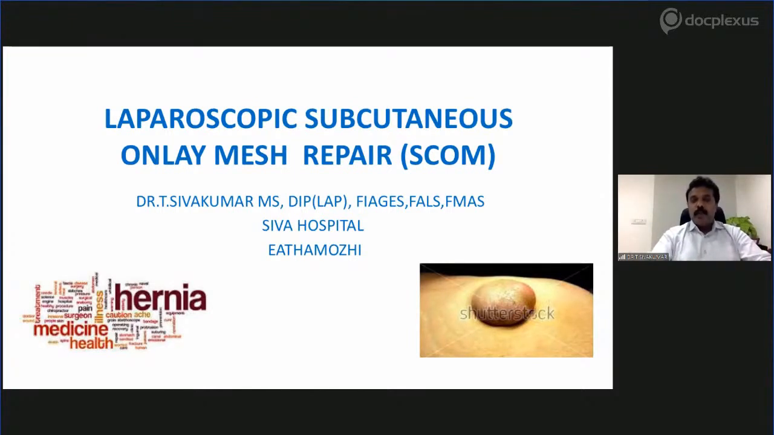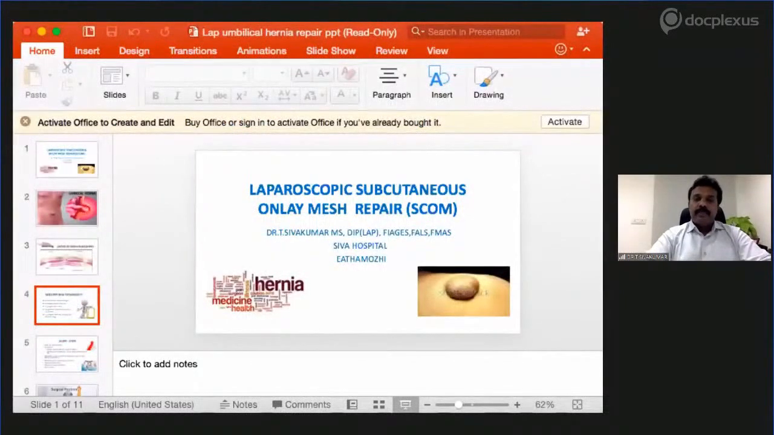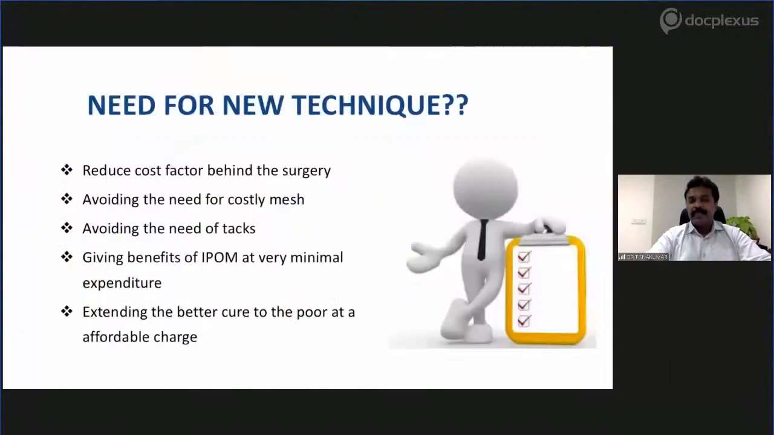Even though we have so many layers of mesh placement, like onlay, inlay, sublay, underlay, and intraperitoneal IPOM mesh, we have a new technique to reduce the cost behind the surgery, avoiding the need of the costly mesh, avoiding the need of the tackers, giving the benefit of the IPOM at very minimal expenditure, and extending the better cure for the poor at affordable cost.